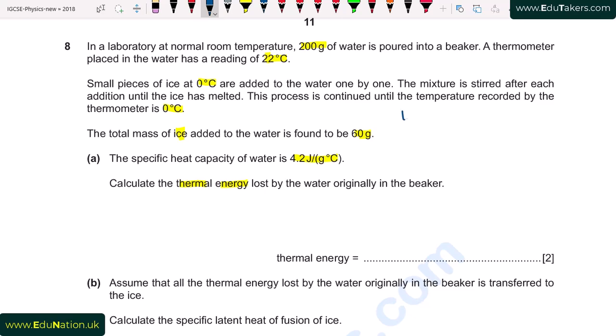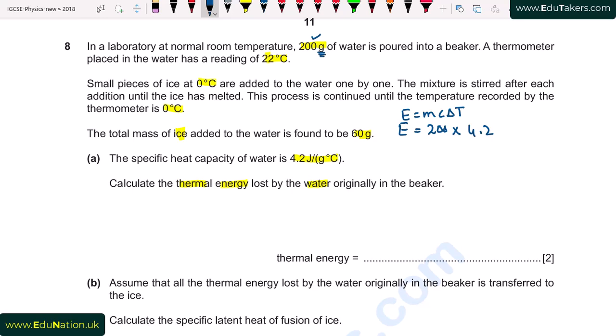So using the formula E is equal to mcΔT. Here we have to find out the value of E because it is the thermal energy lost. So E will be equal to, here m is the mass of water, because we have to find out the thermal energy lost by the water. So the water has a mass of 200 gram. I multiply 200 with c, which is given as 4.2.